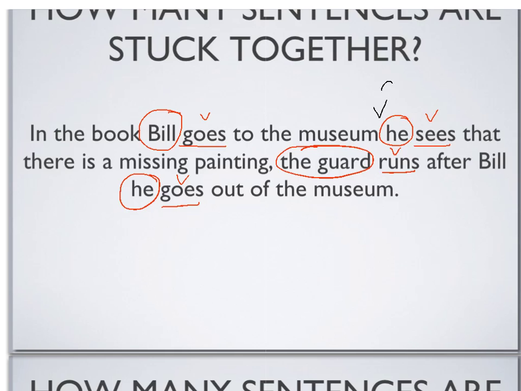Here I'm going to add and. In the book, Bill goes to the museum and he sees that there is a missing painting. This is a good place for a full stop and a capital letter. The guard runs after Bill, comma, so he goes out of the museum. We took 4 small sentences and put them together into 2 bigger sentences. We connected the first sentence with and we connected the second sentence with so. So now we have 2 complete sentences.